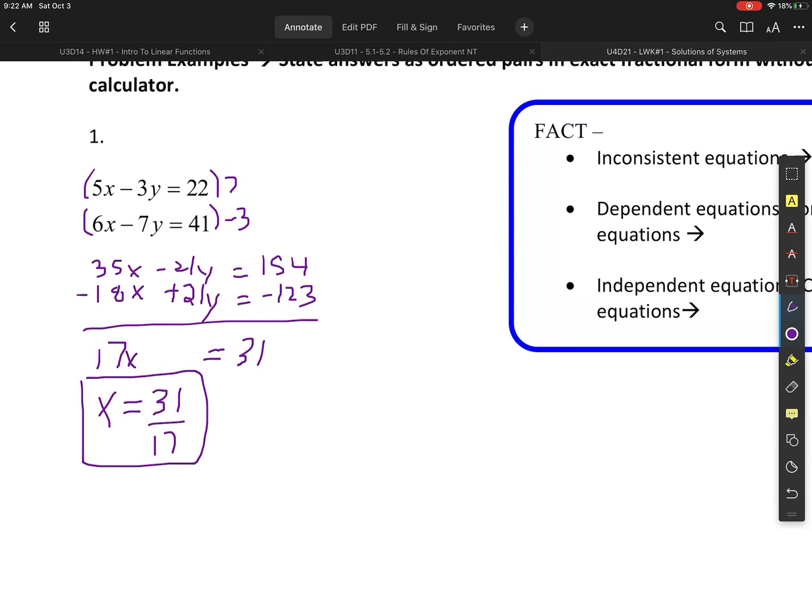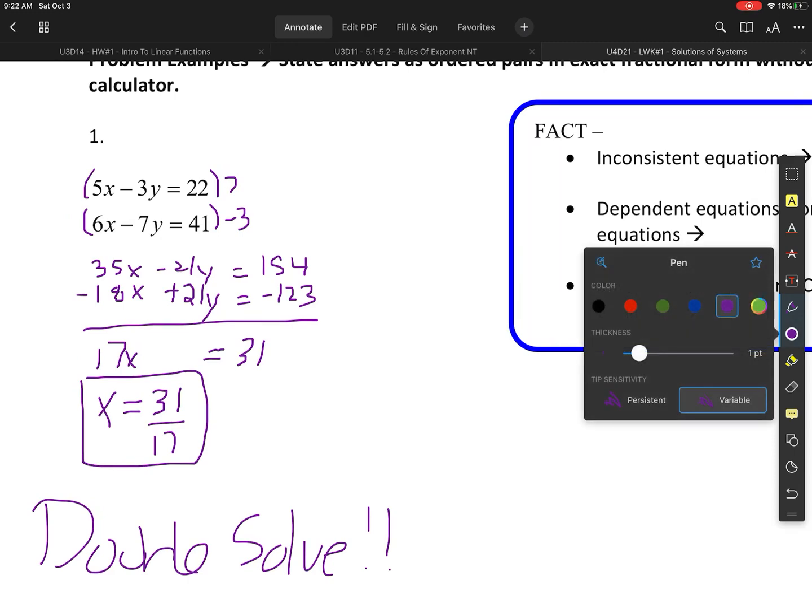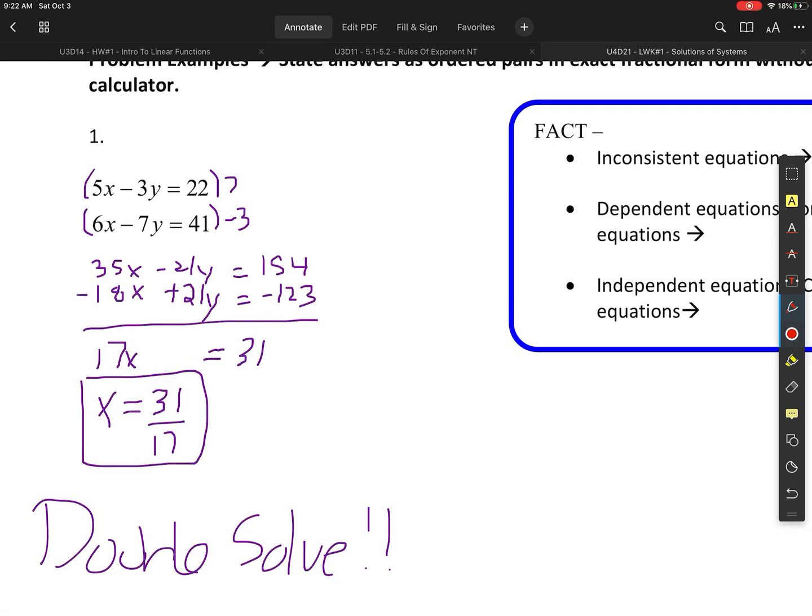Now at this moment we've got to find y. What do we do? We plug in. Do you really want to work with 31 over 17? No. Who wants to work with 31 over 17? What should we do now? Double solve. Why plug in that fraction? One thing I'm always going to keep stressing to you is avoid working with ugly, gross fractions. I don't want to multiply 5 times 31 over 17. That's just never going to work nicely.